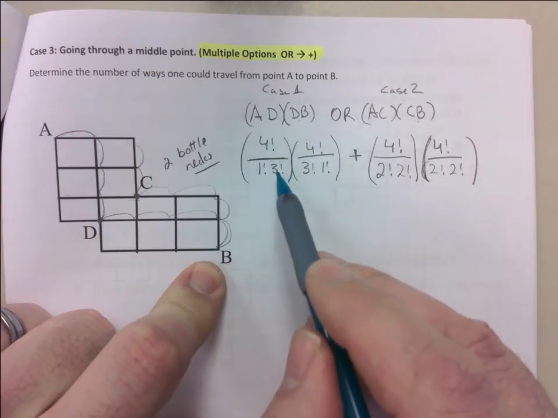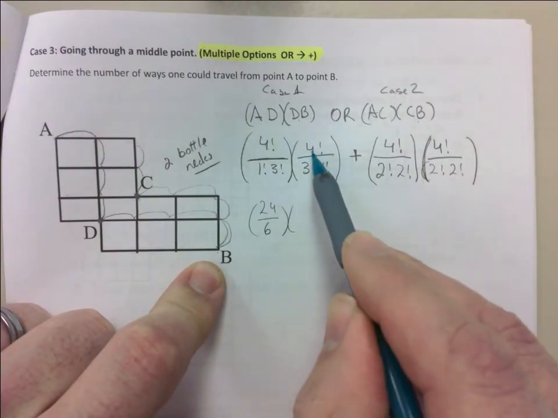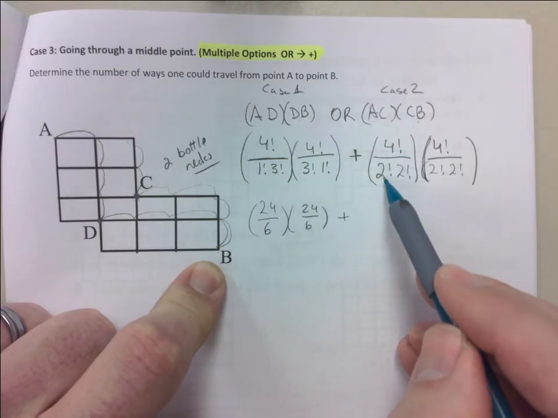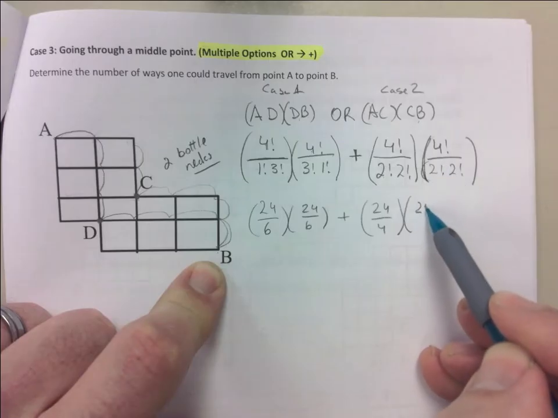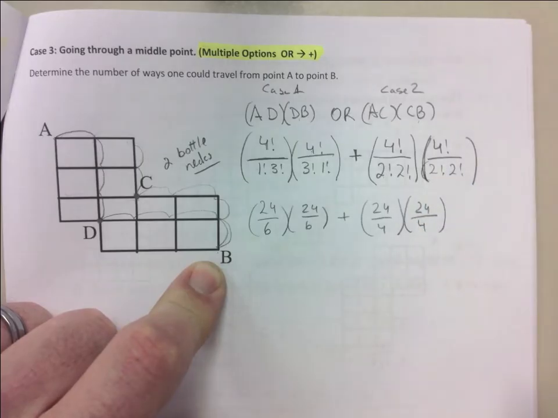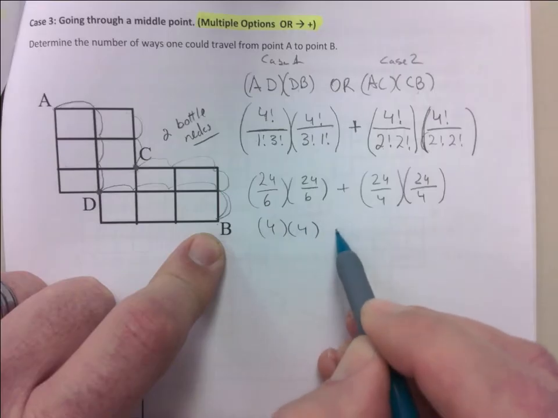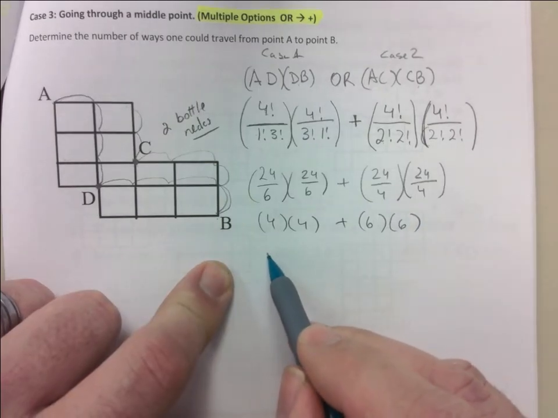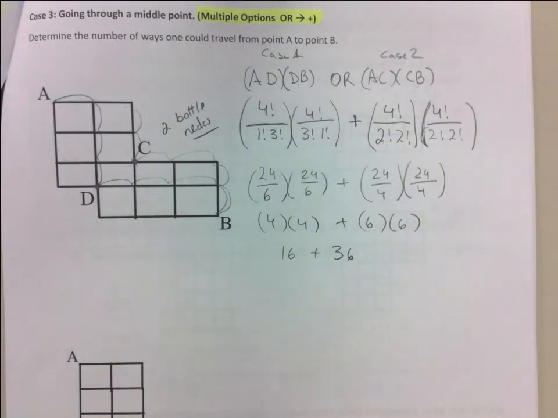So this is 24 divided by 6. 24, let's write it out, why not? 24 divided by 6. This is still 24 divided by 6, plus 24 divided by 4. Just have to be careful. So this is 4 times 4 plus 6 times 6. 16 plus 36, right? And that will give us 52, yeah.